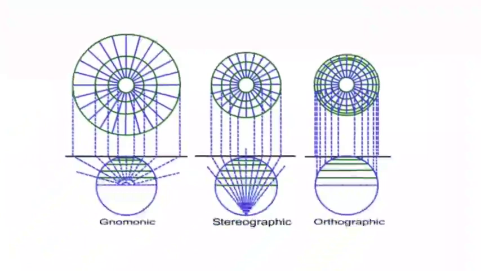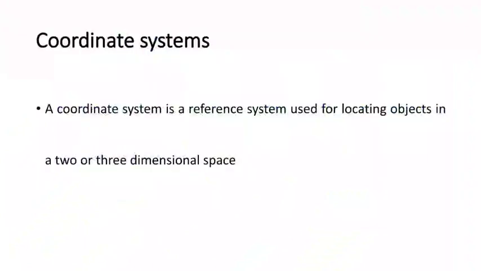Now we will be discussing the next topic, that is coordinate systems. A coordinate system is a reference system that is used for locating objects in a 2 or 3 dimensional space. It is just a reference system, and using this reference system we can locate the objects in a 2 or 3 dimensional space.